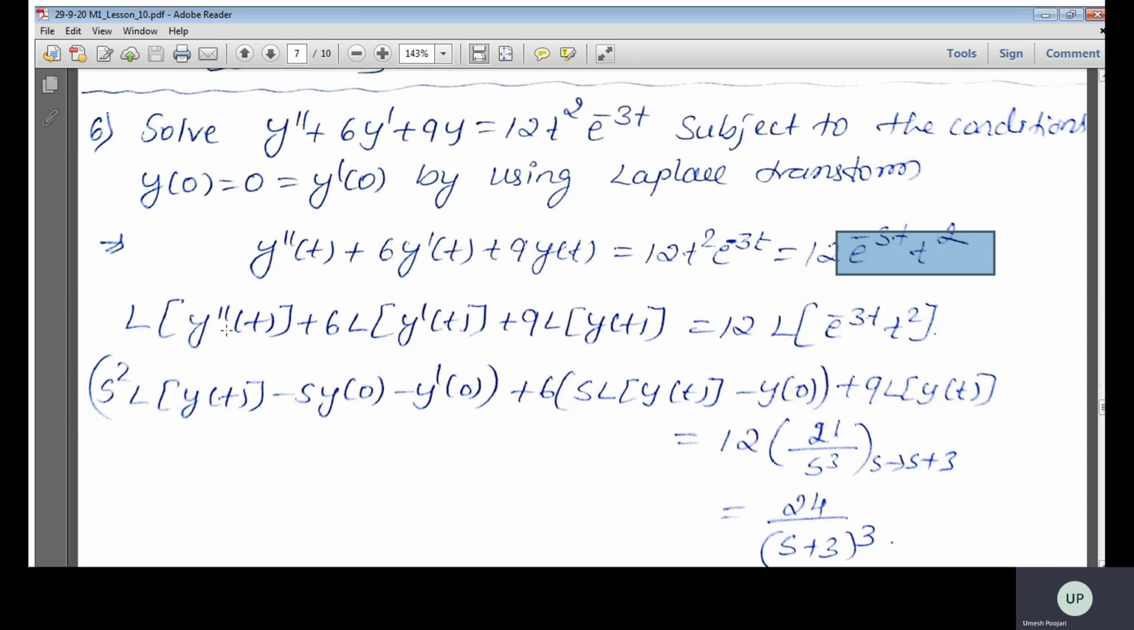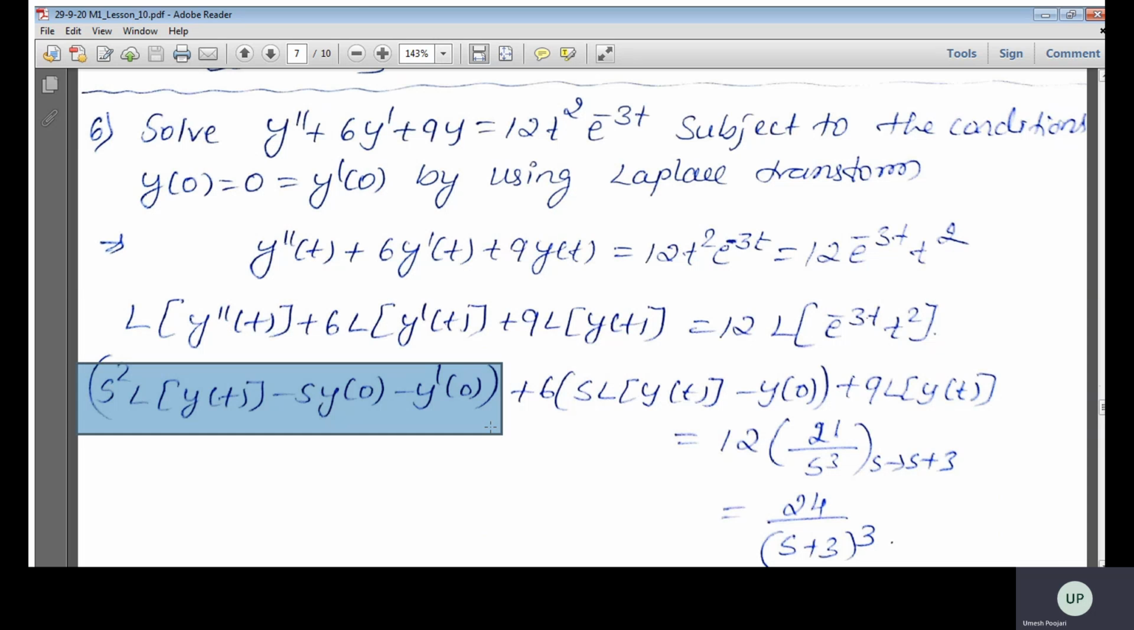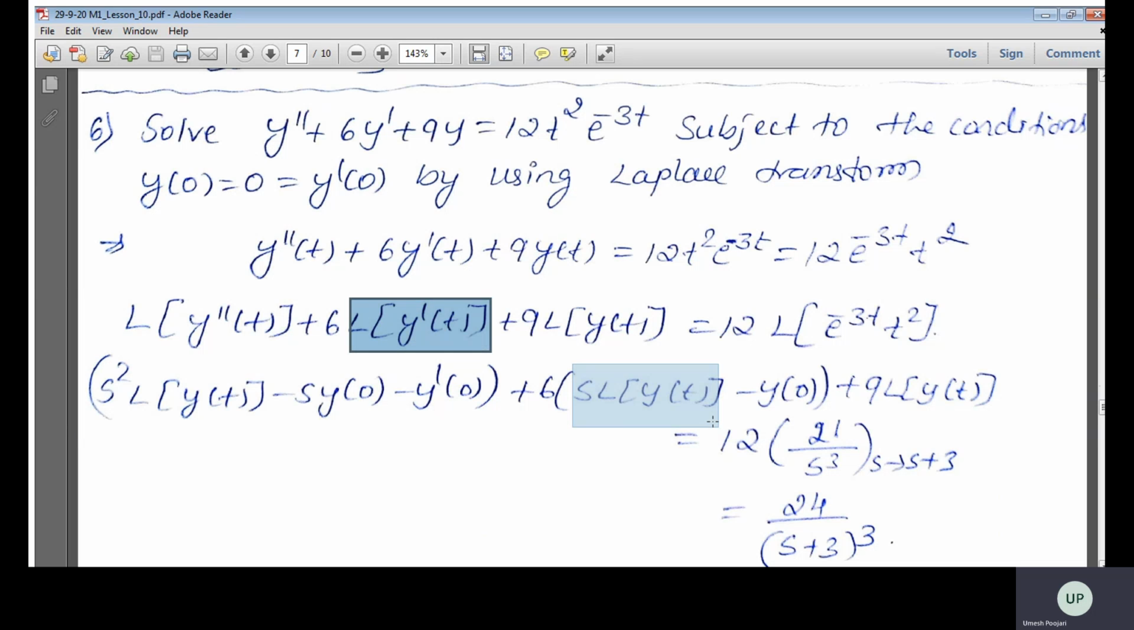So the formula for L of y double dash of t is the same thing: s square into L of y of t minus s into y of 0 minus y dash of 0, plus 6 into L of y dash of t, which is s into L of y of t minus y of 0, and the last term as it is. Now, the right hand side, you just see.